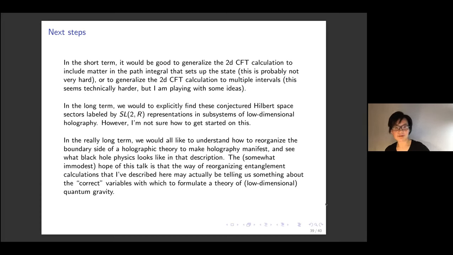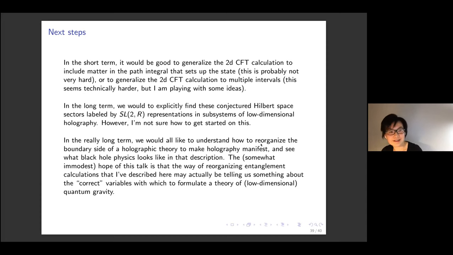In the long term, we would like to explicitly find these conjectured Hilbert space sectors labeled by SL2R representations in subsystems of low dimensional holography. Unfortunately, I don't know how to get started on this, but I also am really not familiar with working directly with either the SYK model or with generic boundary CFTs. So if you have suggestions, please let me know.